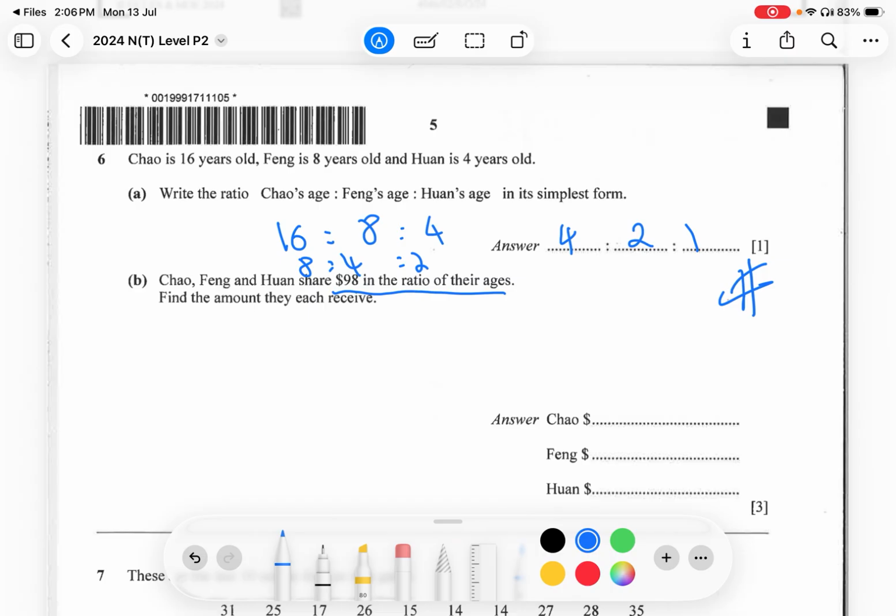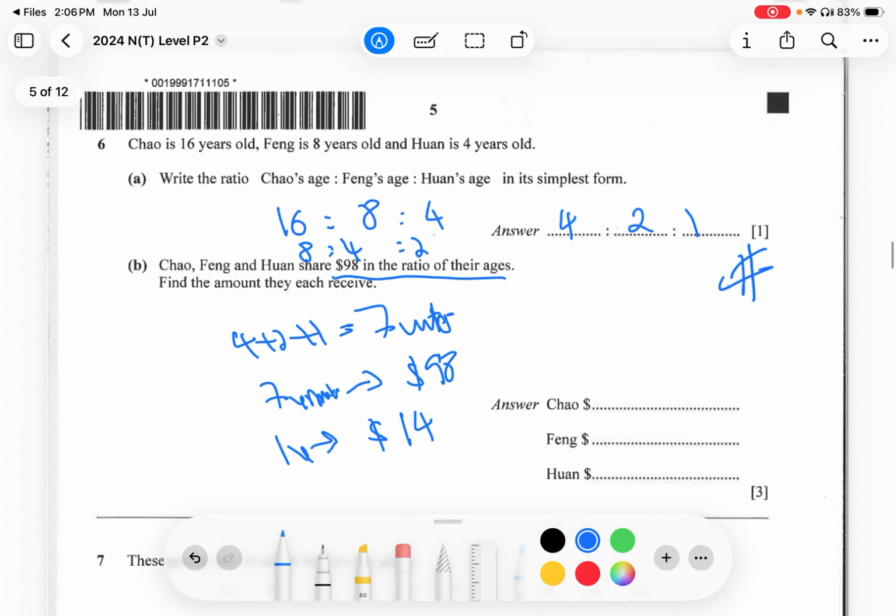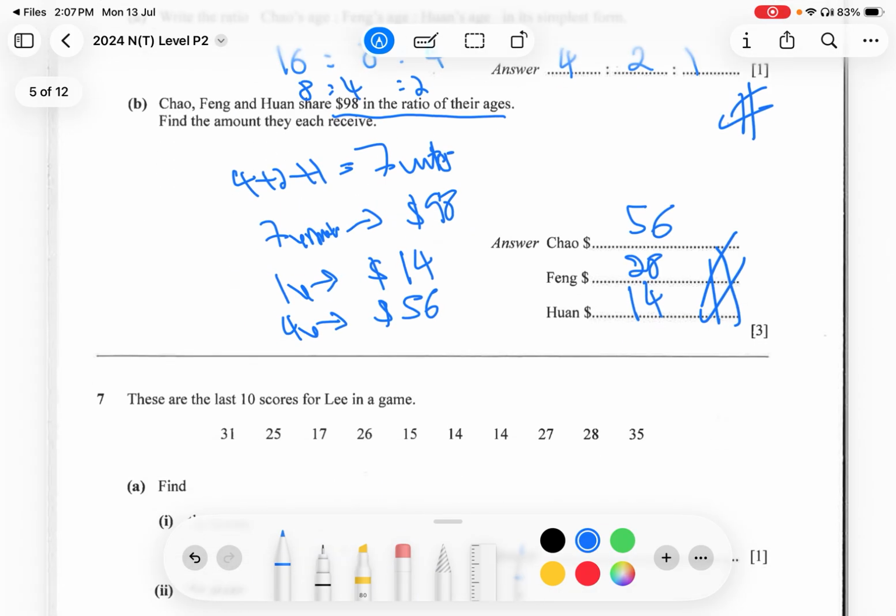So which means total here is 4 plus 2 plus 1, is 7 units. 7 units is $98. 1 unit is $14. Child has 4 units, 4 units is $56. Phone has 2 units, 28. One has 14. Okay, for this, that's how you get the answer. You subtract the units from the total. Then from there you work out 1, 4, then 2.